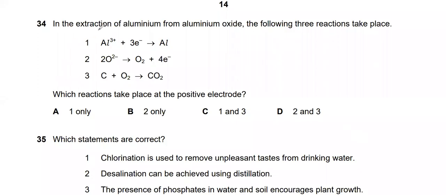Question number 34, in the extraction of aluminium from aluminium oxide, the following three reactions take place. Number one, aluminium ion is combining with electrons to form aluminium. Number two, oxide ion is losing 4 electrons to form oxygen. Number three, carbon combining with oxygen to form carbon dioxide. Reaction one is your cathodic reaction. This reaction takes place at the cathode. This is your cathodic equation, and this is going to be an anodic equation. At the anode, the oxygen is being formed.